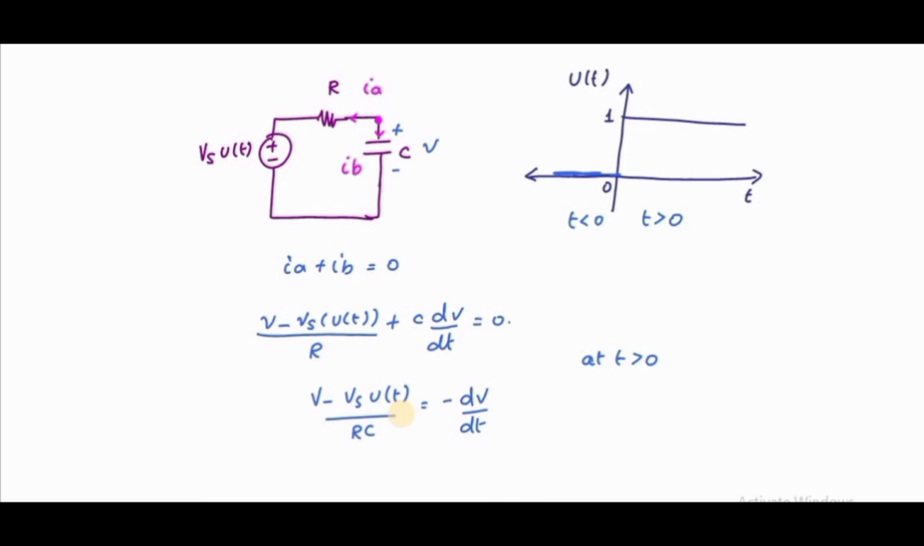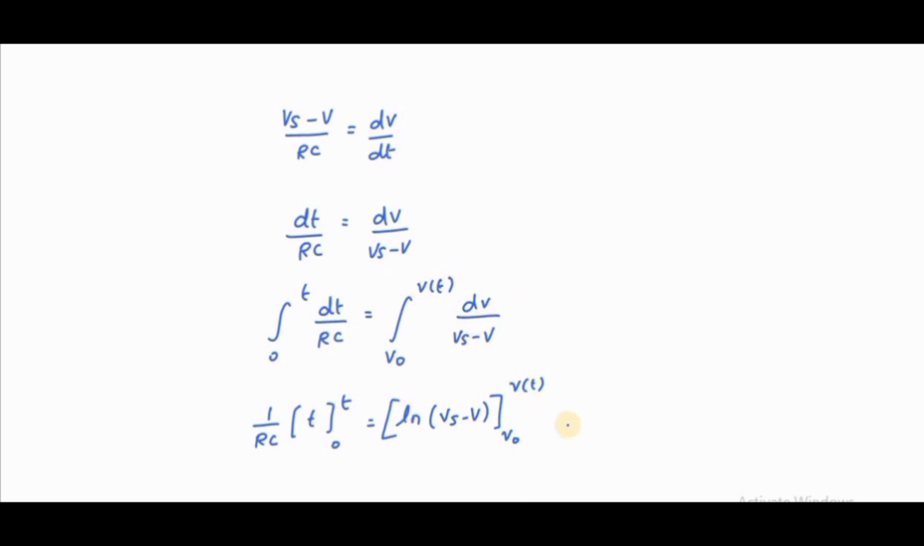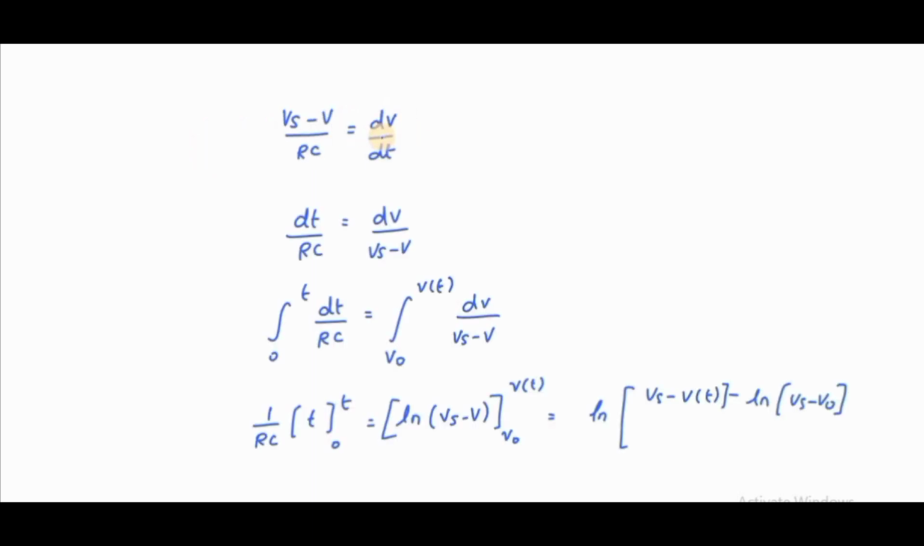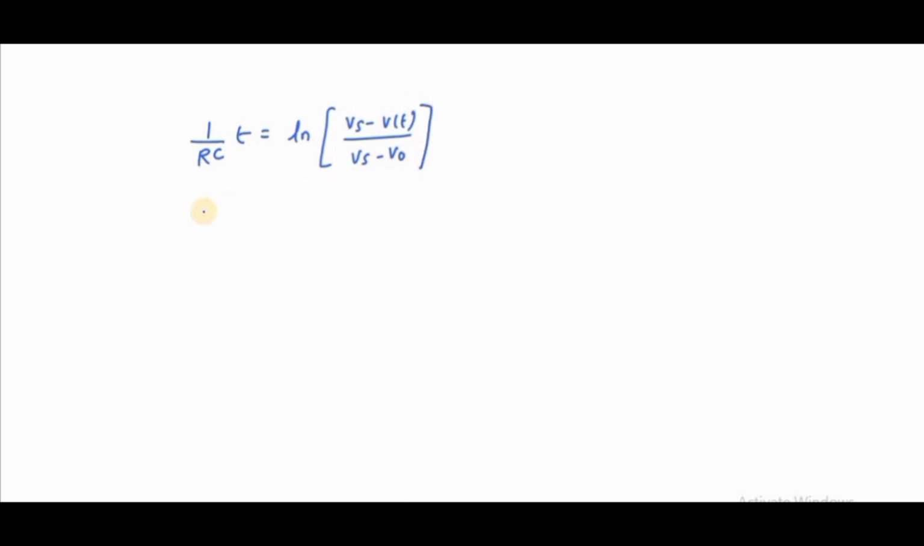If I substitute the limits, I get t divided by RC on the left, and 0 at the lower limit gives 0. Using ln x minus ln y equals ln of x by y, I can substitute the values and write ln of Vs minus V of t minus ln of Vs minus V naught. As I have already told you the formula, t divided by RC is equal to ln of Vs minus V naught divided by Vs minus V of t.